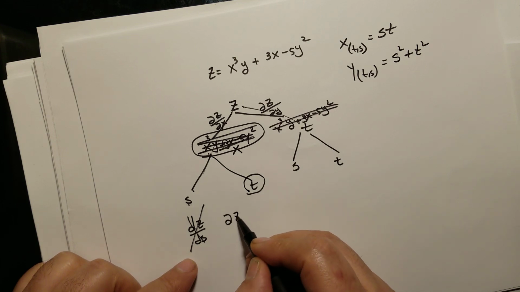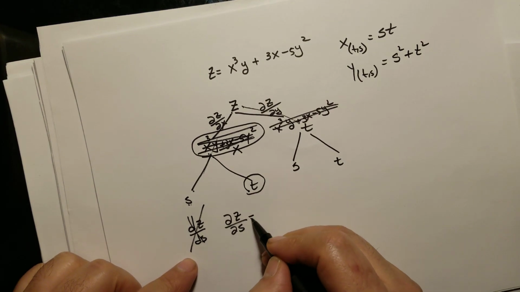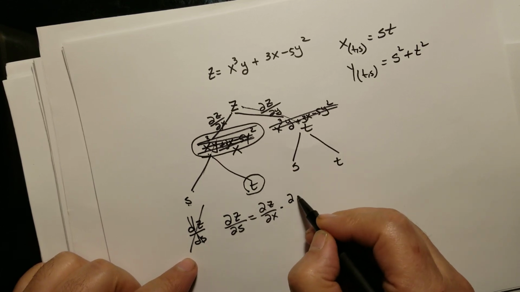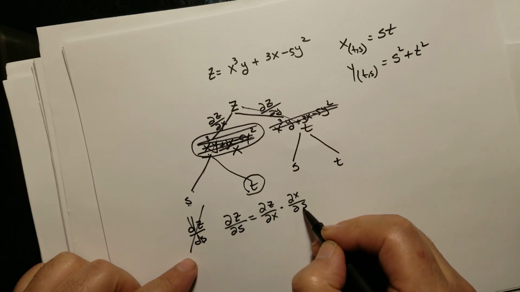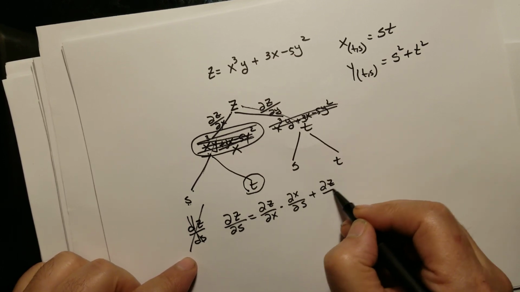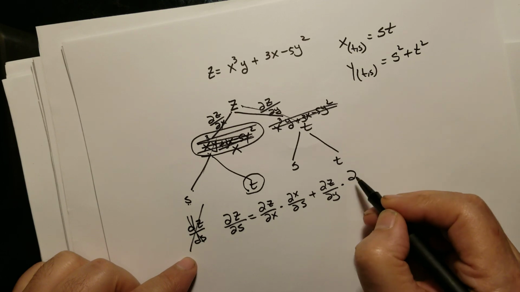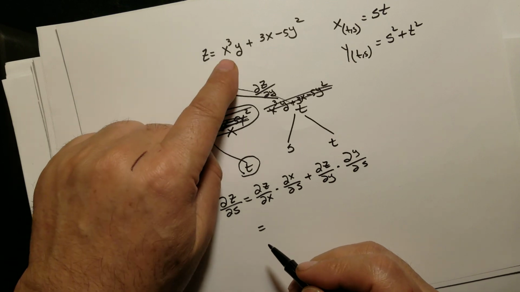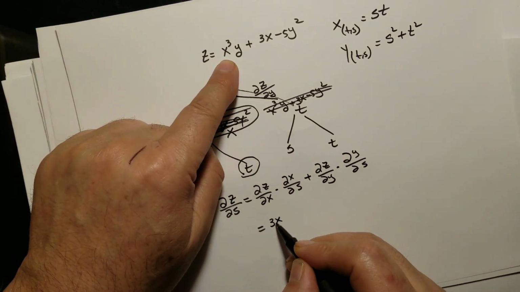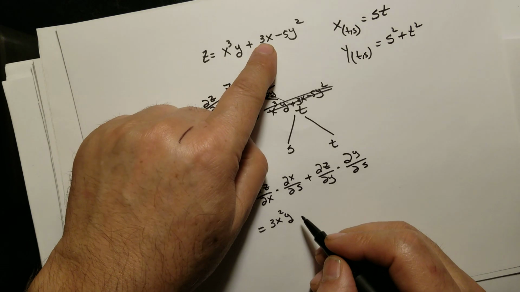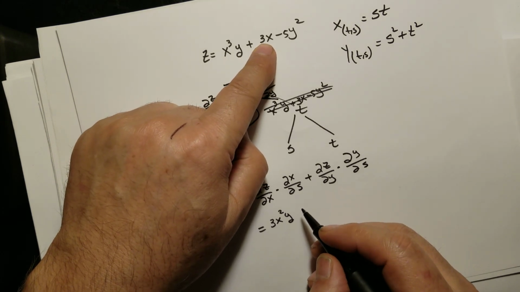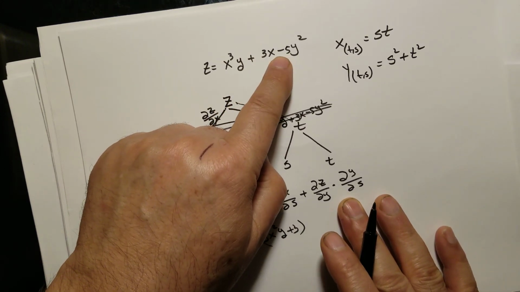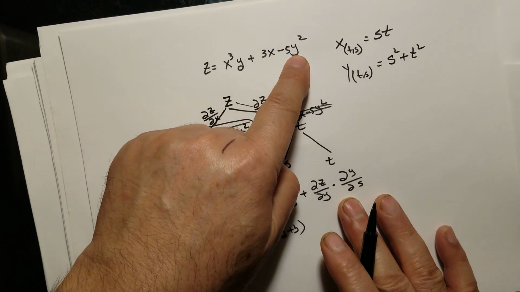You have to use the partial derivative of z with respect to s, which is equal to the partial derivative of z with respect to x times the partial derivative of x with respect to s, plus the partial derivative of z with respect to y times the partial derivative of y with respect to s. This one with respect to x is 3x squared y. Derivative of 3x with respect to x is 3. And I hope you know the 5y squared is constant. When I take the partial with respect to x, that becomes a 0.